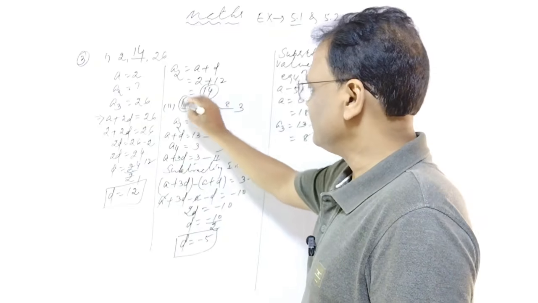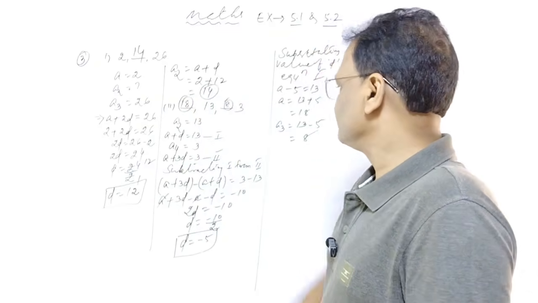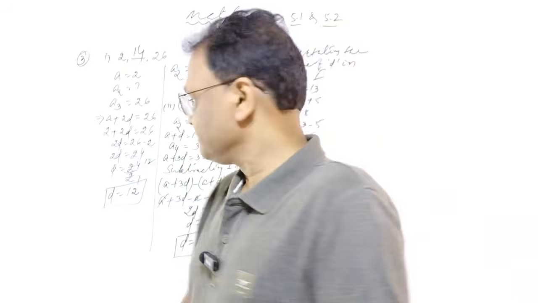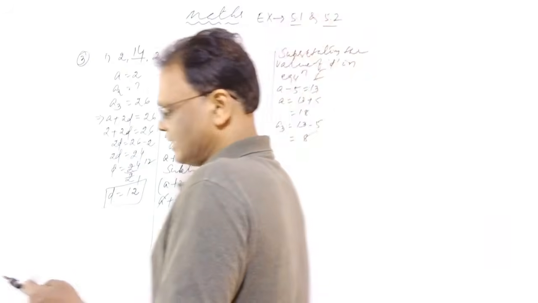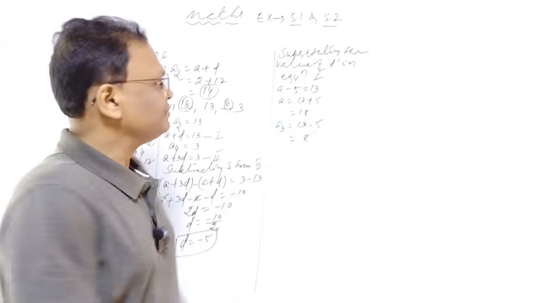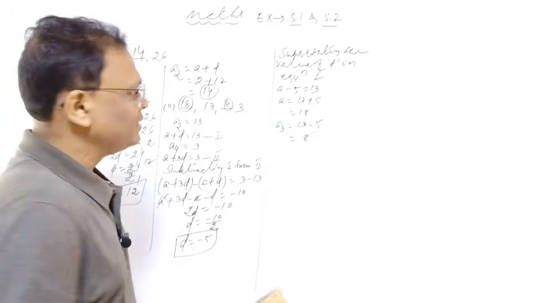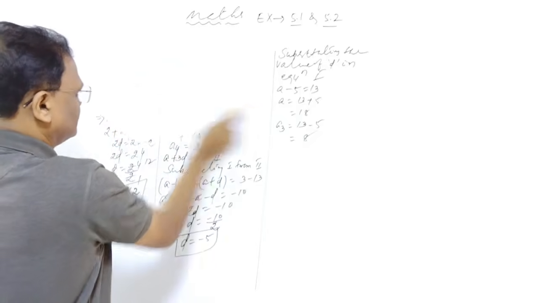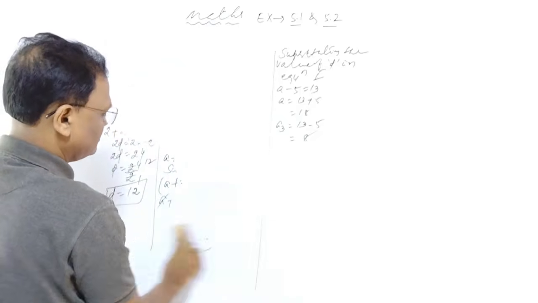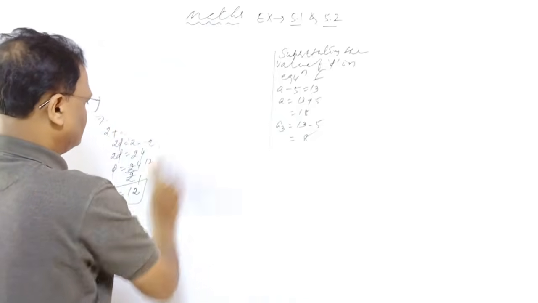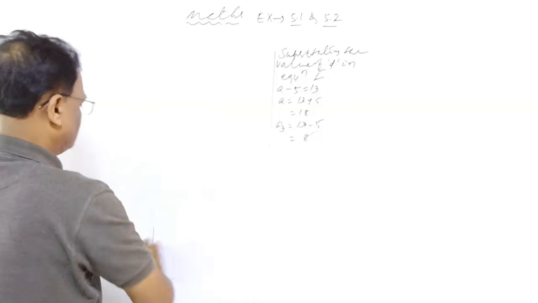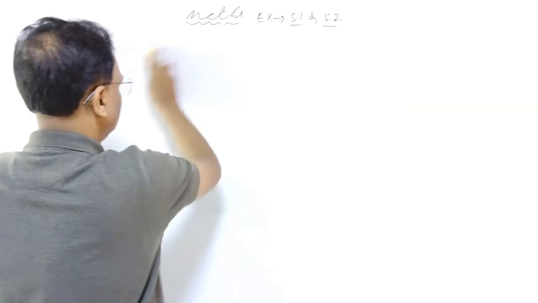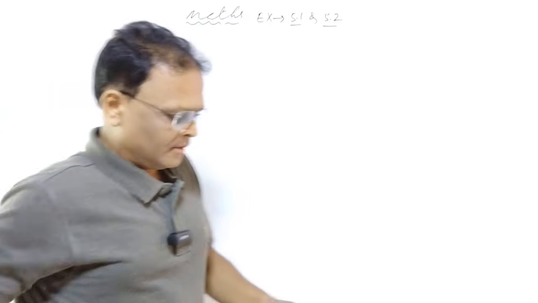So this first term is 18. Third term is 8 over. Now the third is, what is given the third? 5. Then understood the method? Very simple method, nothing is there. Now the third. So let's start the third one.